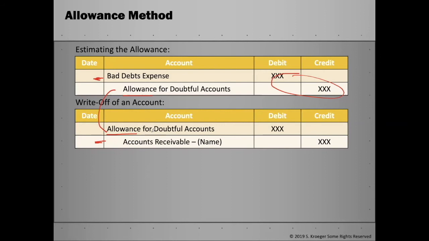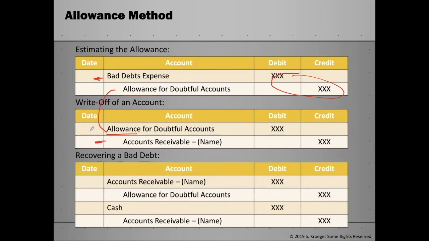Just like with the direct write-off method, we went over what happens when we write someone off and later on we can recover them. Same thing here. When we recover it, we're going to reverse the write-off. We did a debit to allowance for doubtful accounts, so we'll credit it. We did a credit to AR, we're going to debit it. Same thing with the direct write-off method. When we recover it, we'll reverse the write-off and then collect the cash as you normally would. We'll get the cash and then we're going to write off their account because they did pay us.